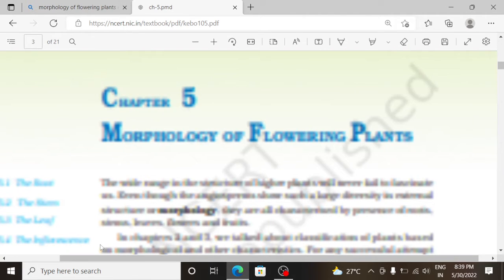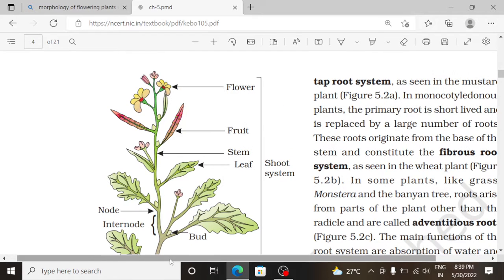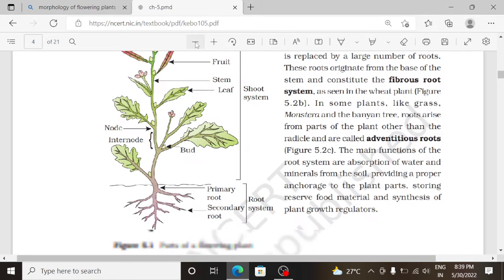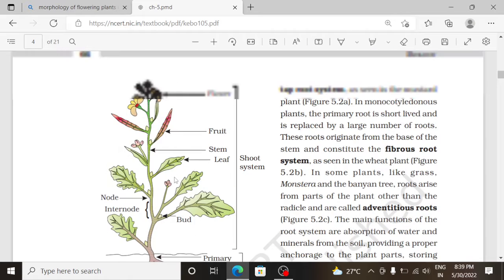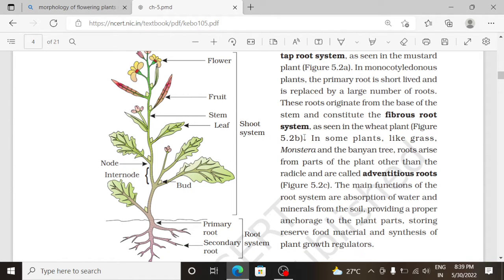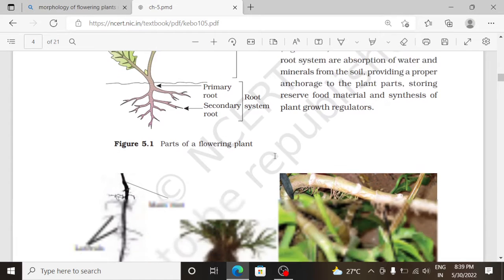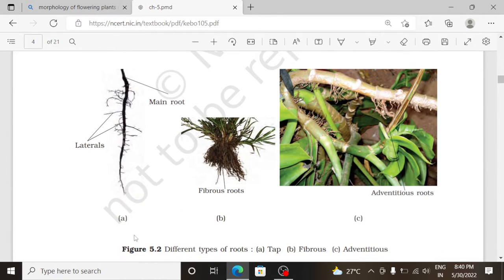So this diagram is of the parts of the flowering plant. You can see this flower, the fruit, the stem, leaf, and bud, internode, and node. This is the shoot system, and the root system consists of the primary root and the secondary root. Then this diagram is different types of roots. These three are the different types of roots. First is the tap root, second is the fibrous root, and third is the adventitious roots.